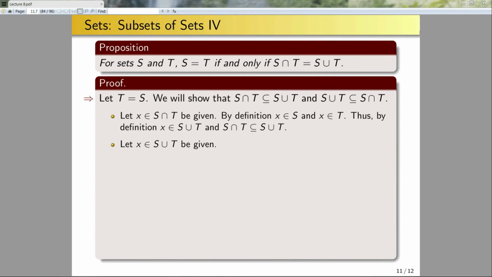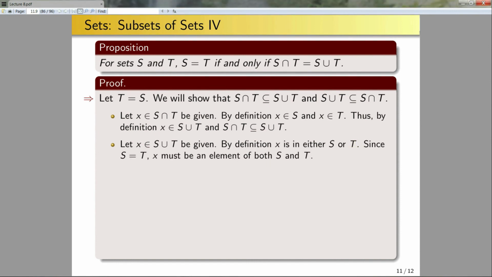Since x is in the union, by definition, x is either in S or T, or it could be in both conceivably. Now, since S is equal to T, x must be an element of both S and T, right? Since, say, if x was in S, then since S is equal to T, it automatically is in T, or vice versa. So notice here that I'm using the fact that S is equal to T for this bullet point, but I did not use the fact that S is equal to T for the previous bullet point. This is explicitly because the intersection is always a subset of the union, no matter what the sets are, but the union is only a subset of the intersection when S is equal to T.